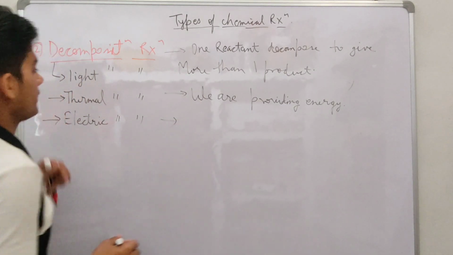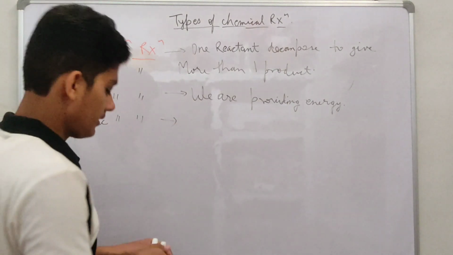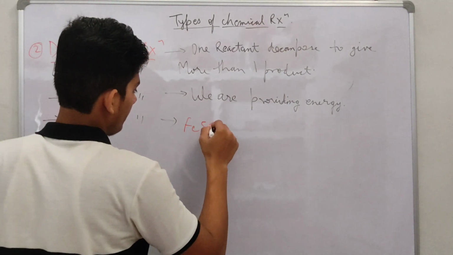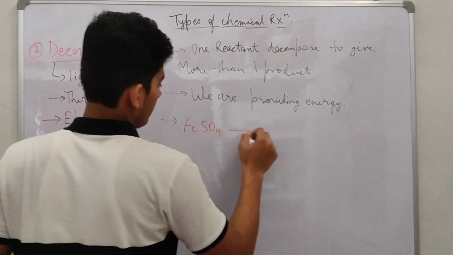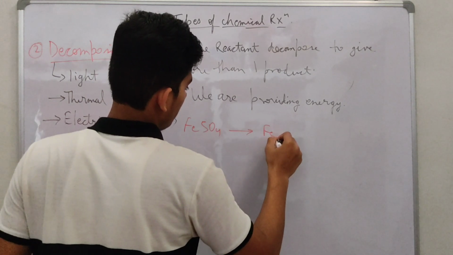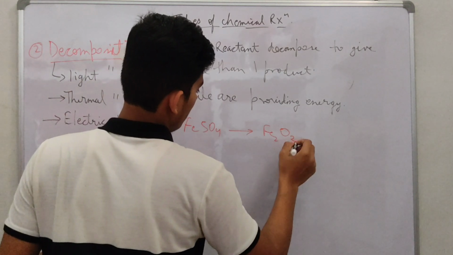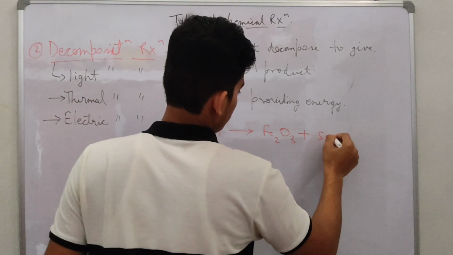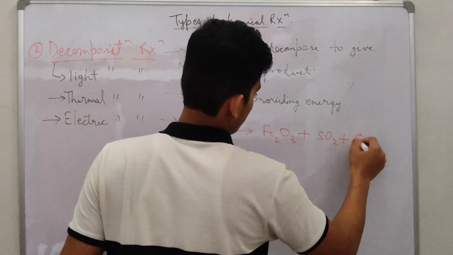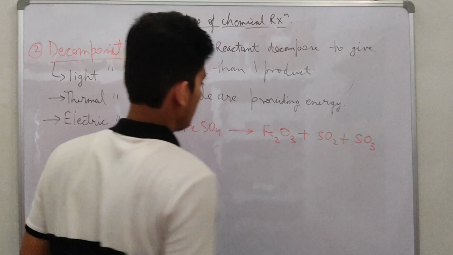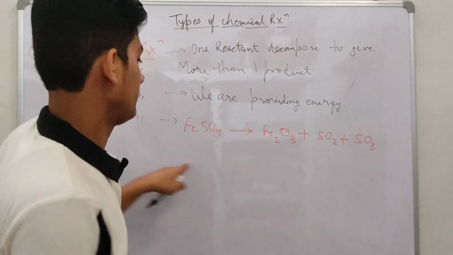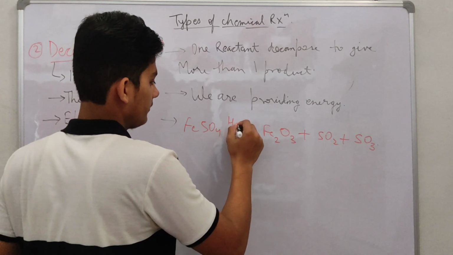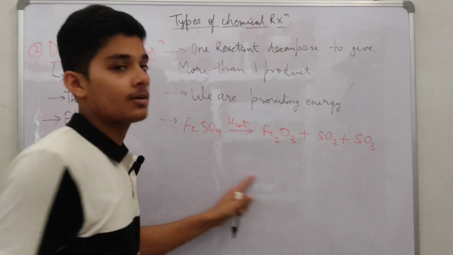First of all, thermal decomposition reaction. Let me give an example: FeSO4 gives Fe2O3 plus SO2 plus SO3. This is a decomposition reaction in which we are using heat, and hence this is a thermal decomposition reaction.